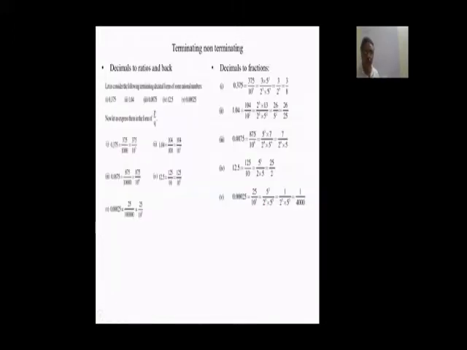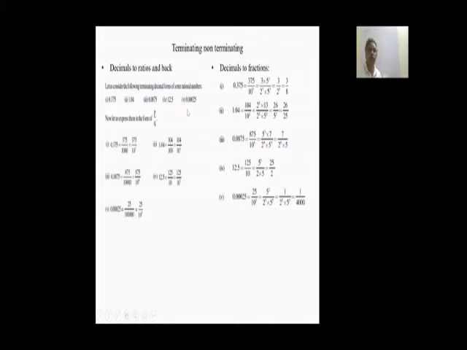Now let us see terminating decimals and non-terminating decimals. Let us see an example here. 0.375 is a terminating decimal. 0.104 is also a terminating decimal. 0.875 is a terminating decimal. 12.5. These are all terminating decimals.